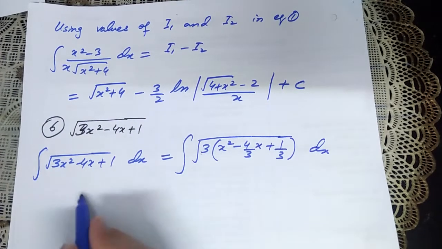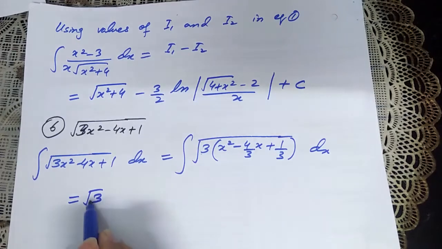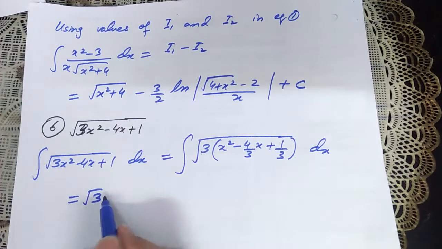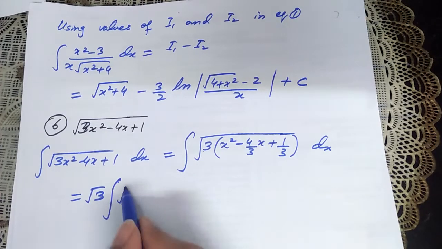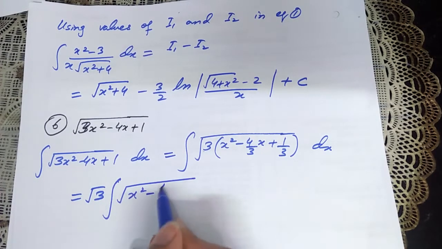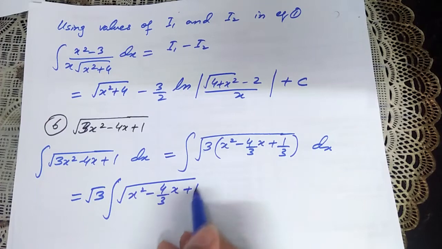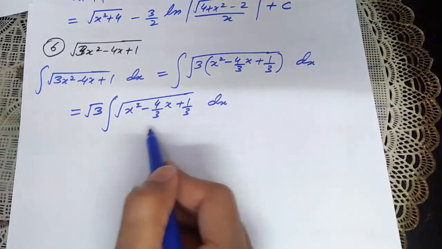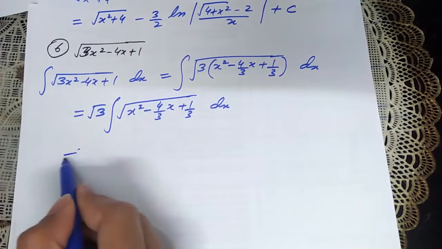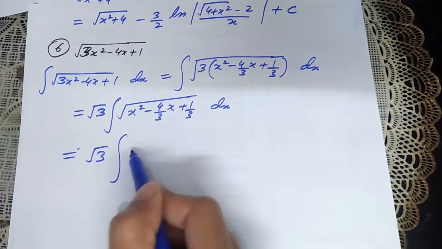Now separate this under root 3 and take it outside since it is a constant, so I can take it out. So it will become under root 3 integration of x square minus 4 over 3 x plus 1 over 3 dx. Now I can make it by completing square method, under root 3 integration.